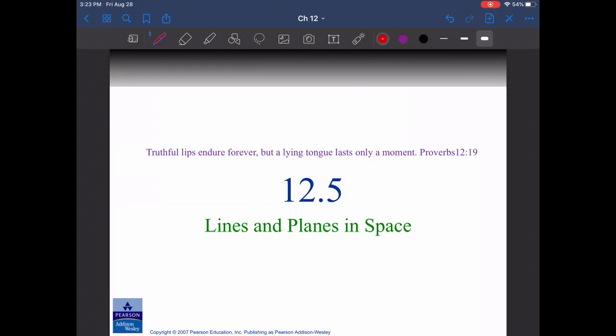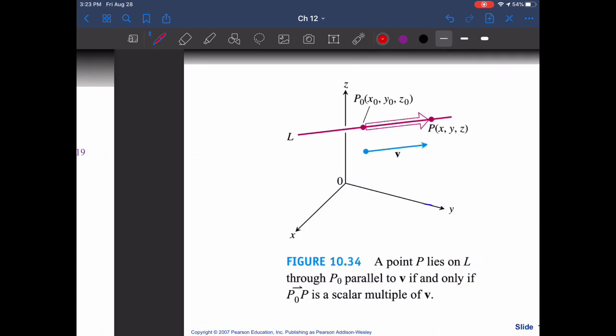All right, we're going to get started here doing section 12.5. In fact, we're going to do 12.5 part 1 here. So we're going to do part 1, we're going to do lines, and then in part 2 we'll talk about planes. So let's get started here.